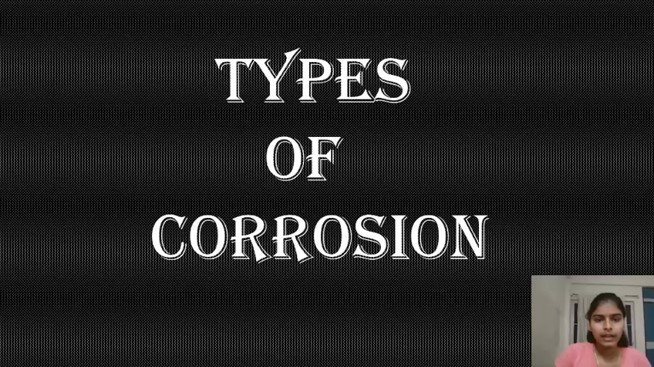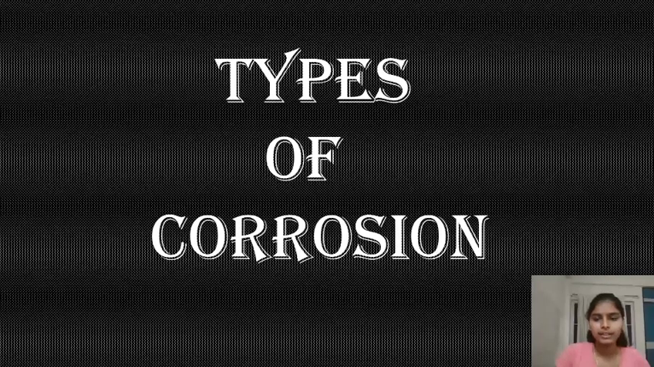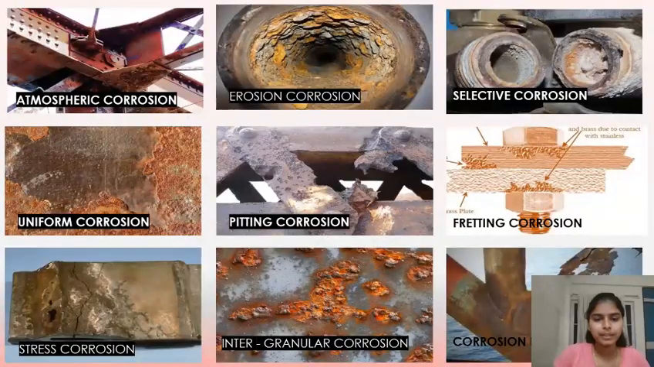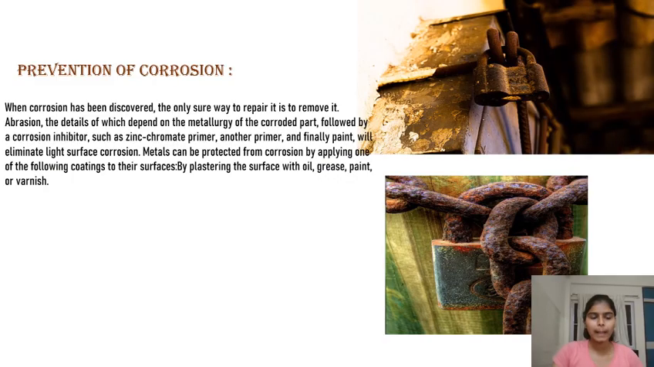And let us come to the types of corrosion. Atmospheric corrosion, erosion corrosion, selective corrosion, uniform corrosion, pitting corrosion, fretting corrosion, stress corrosion, intergranular corrosion, and corrosion fatigue. These are the types.